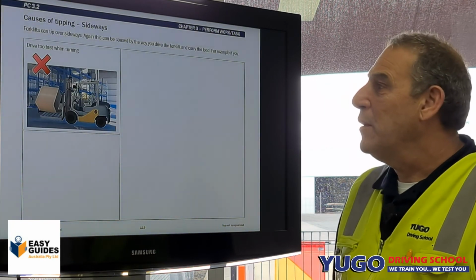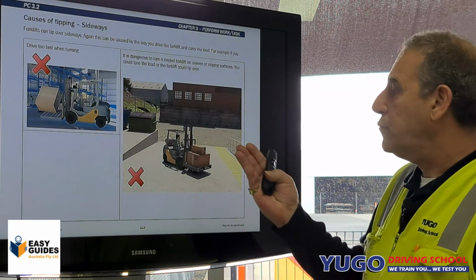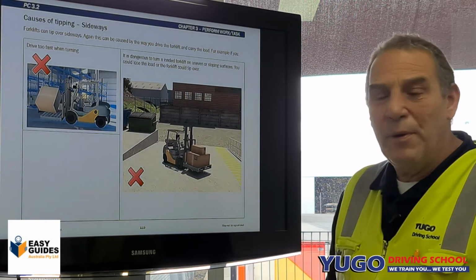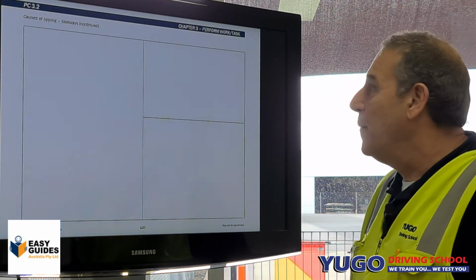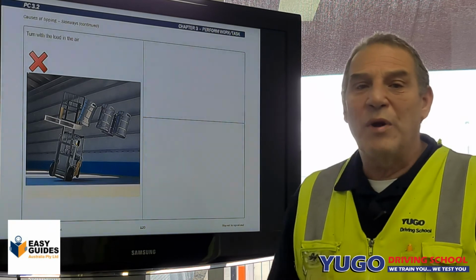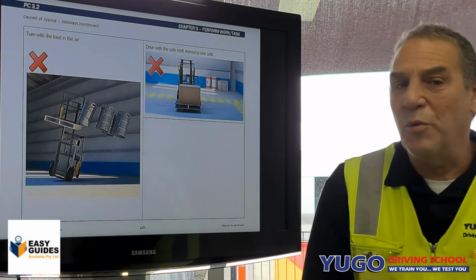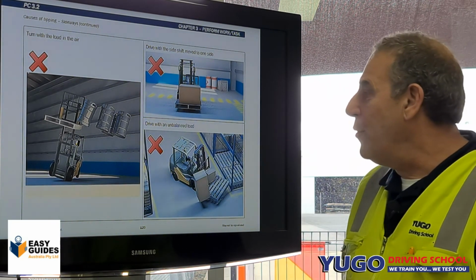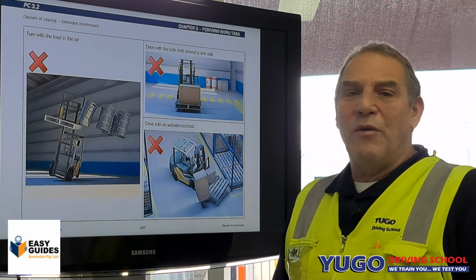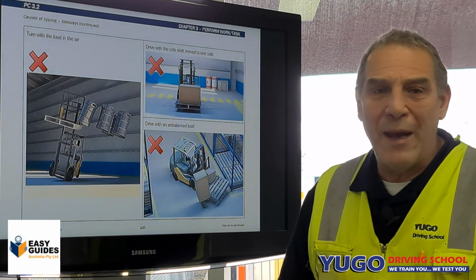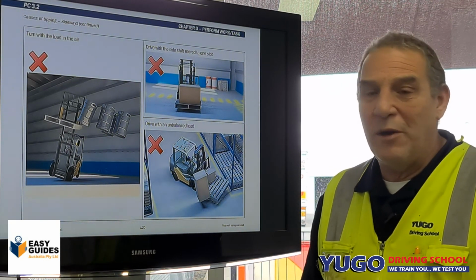Sideways tipping: driving too fast while turning, turning on a ramp or a slope, driving with an underinflated tyre, turning with the load raised in the air, driving with the side shift moved to one side, driving with an unbalanced load. There are many more reasons why your forklift can tip over forwards or backwards. We've just covered some of the most common reasons why you end up tipping your forklift.